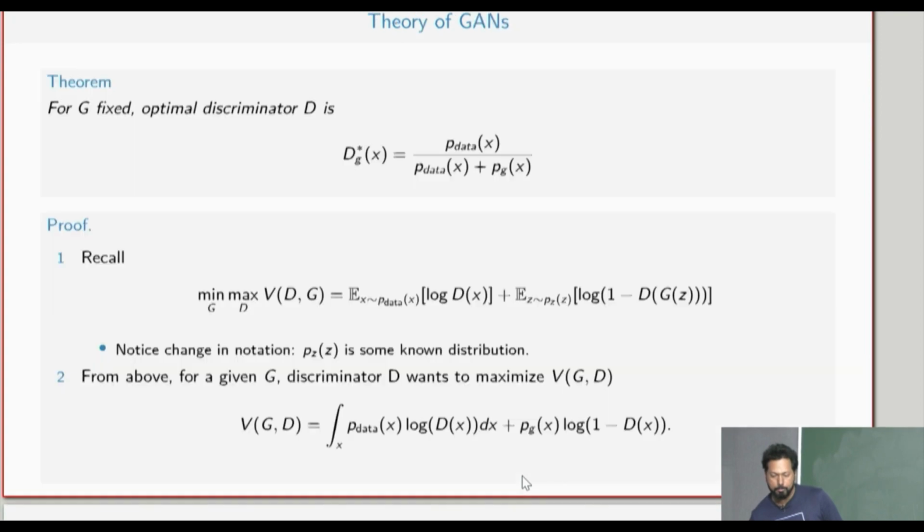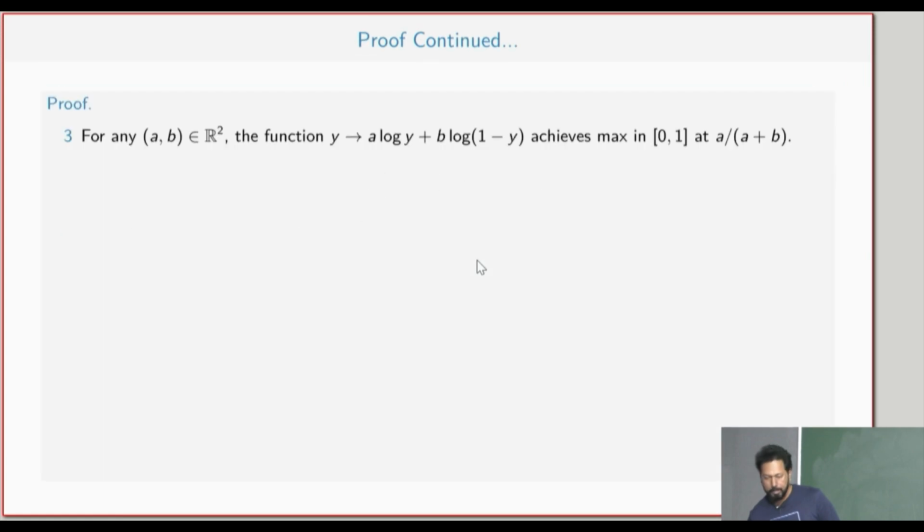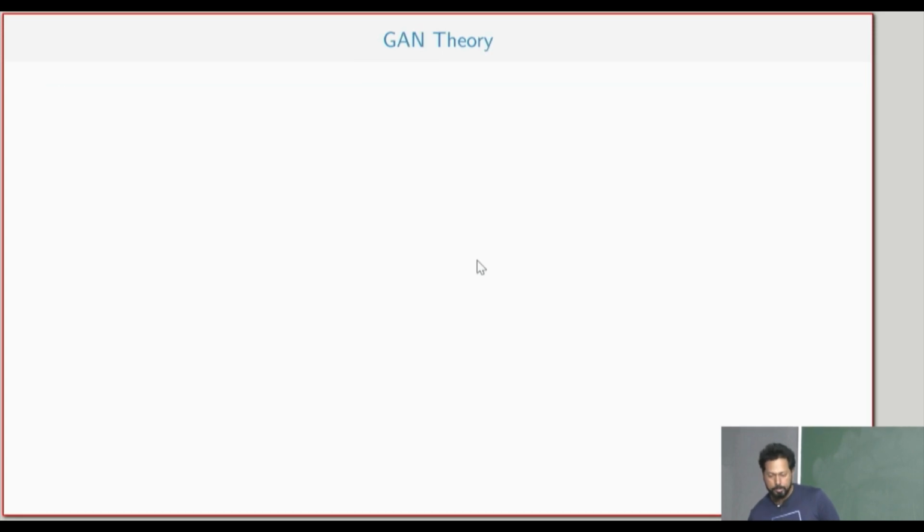This was our previous theorem, the theorem that we proved: the optimal discriminator is like that. So we use this simple calculus result, and that seems to be okay for us. So now let us continue with that.